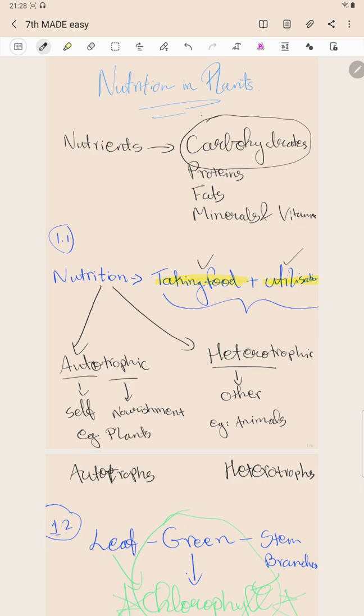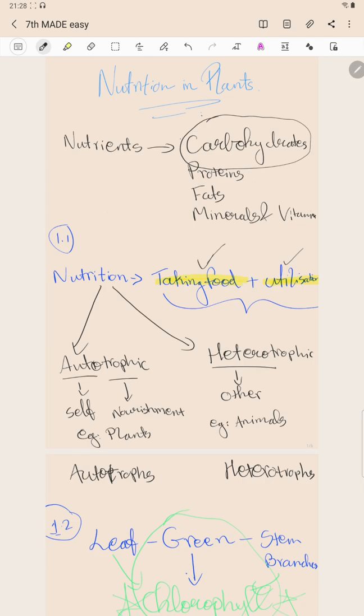Now, I need to make a clarification here. When I said taking food, plants prepare their own food. So meaning, for plants, what is nutrition? In other words, you can't tell that a carbohydrate is a nutrient that is included in nutrition for plants. You get what I'm saying?